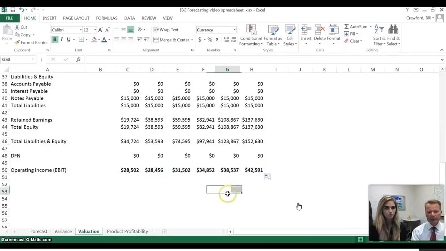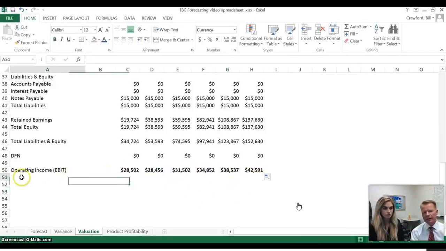So that's our operating income. Cash flow begins with operating income. So we'll let you get to that stage of this tutorial, and we'll see you in the next segment.